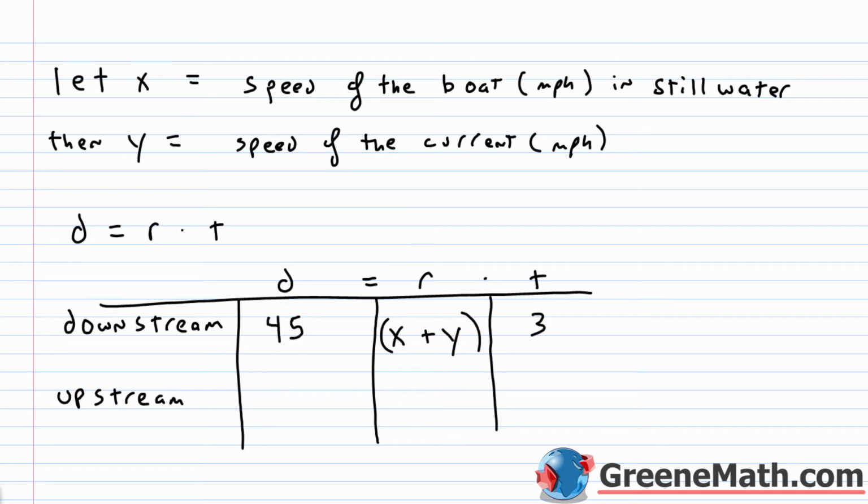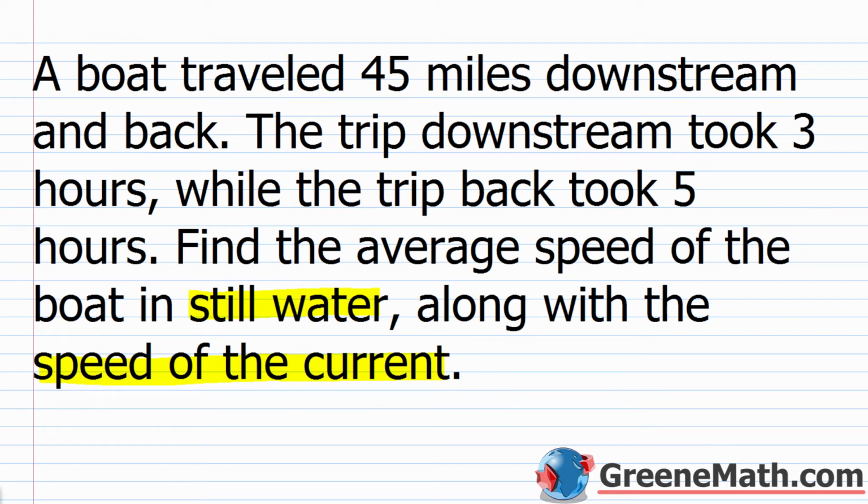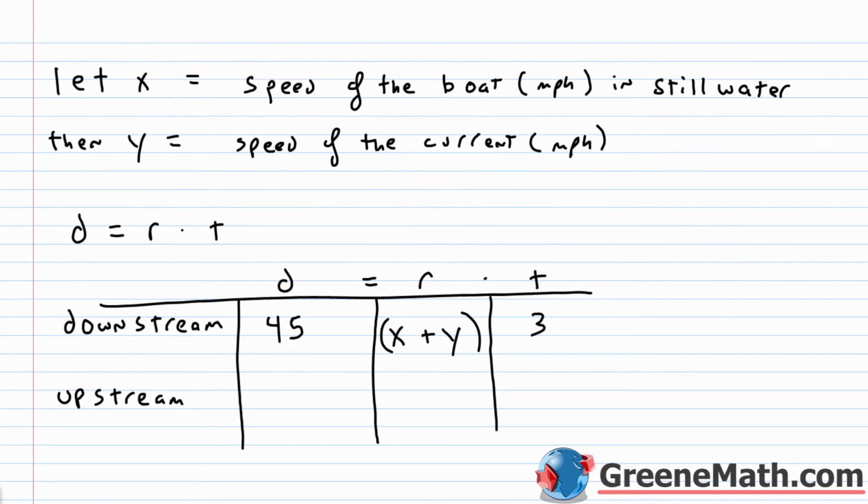Now for upstream, it tells us what? Well, the distance is the same. The only difference is the rate of speed and the time. The time now is 5 hours. So the time is 5. The distance is 45. The rate of speed is going to be different here. You have the speed of the boat in still water, but since you're going upstream, you're now fighting the current. So you have to subtract away y.